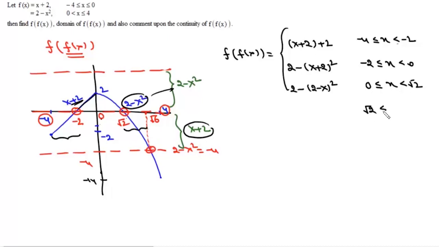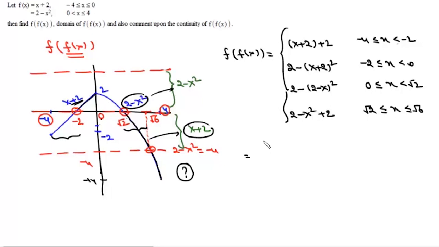So when x lies between root 2 and root 6, here this definition is again 2 minus x square. Now I'll go to this x plus 2. So it will be 2 minus x square plus 2. Now when x lies between root 6 and 4, we have this definition which is 2 minus x square, but then here the definition of f(x) does not exist. So this is the only definition possible for f of f(x).